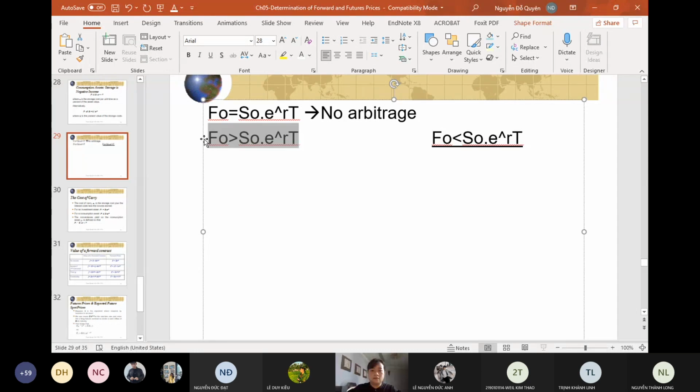So if F0 is more than S0 multiplied by e to the power of RT, then what should be our strategy? We will buy the asset and short the forward future contract. We buy the asset, short the future? Yes, just short the future.